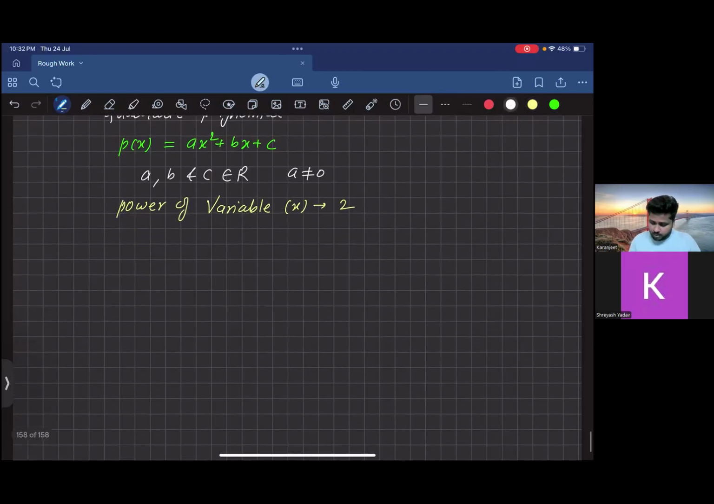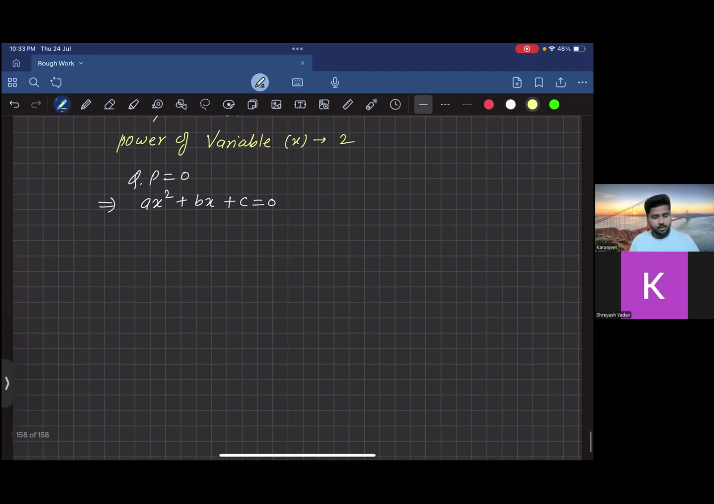So if a quadratic polynomial is equal to 0, then it becomes a quadratic equation. The general form of a quadratic is ax square plus bx plus c is equal to 0. Now, if the general form is ax square plus bx plus c, first of all, we'll take some examples. So what are the examples? How do they look? Example, x square plus 7x plus 12 equal to 0.